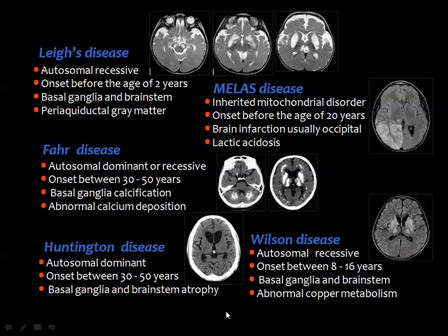Finally, Wilson disease is an autosomal recessive disease of copper metabolism leading to abnormal deposition of copper in the tissues, and the onset is usually at the age of 8 to 16 years. There is deposition of copper in the brain tissue, mainly in the basal ganglia, particularly the lentiform nucleus and the brainstem, and this will appear on MRI as areas of low signal in the T1 and high signal on the T2 and the FLAIR weighted images.